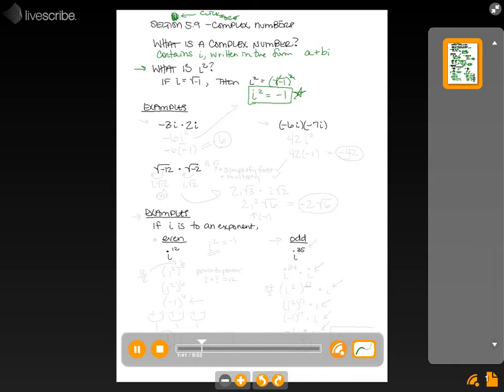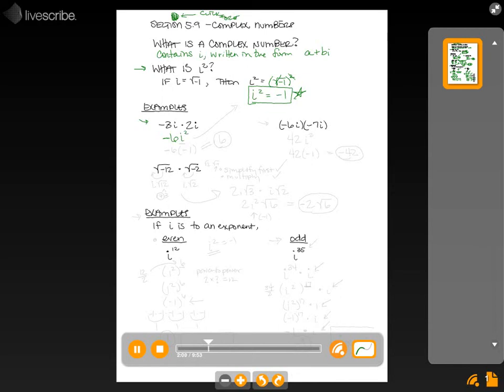I've got some examples here, and we're going to multiply that bi part of a complex number. We're going to have a number in there for b and then an i. We're going to multiply those together. So let's look at our first example. We have -3i times 2i. We're just going to treat that like it's a variable at this point, the i. So we have -3 times 2 gives us -6, and then I have i times i, which is i squared.